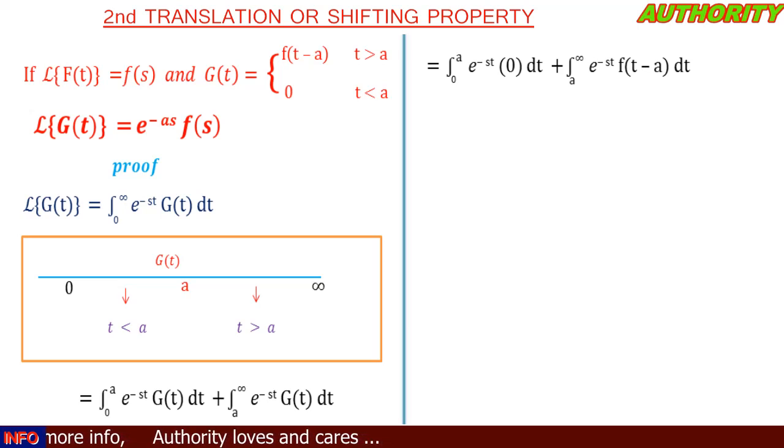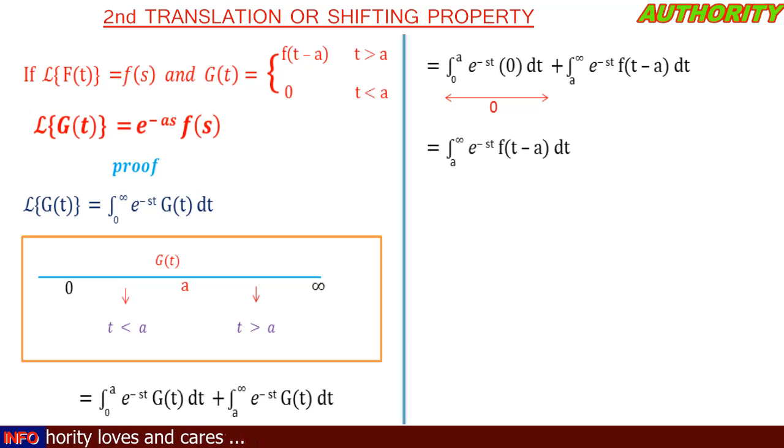Now look at the first one where we have the integral from 0 to a, e raised to the power of minus st times 0 dt. When this 0 multiplies all this, everything turns to 0, remaining one part. The part that is remaining is the integral from a to infinity, e raised to the power of minus st f of t minus a dt.